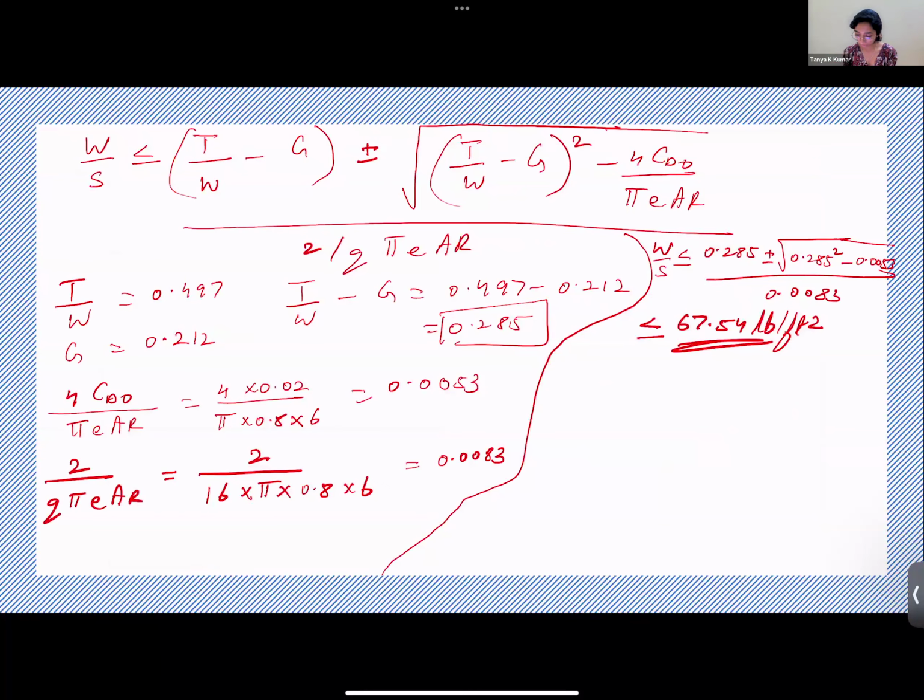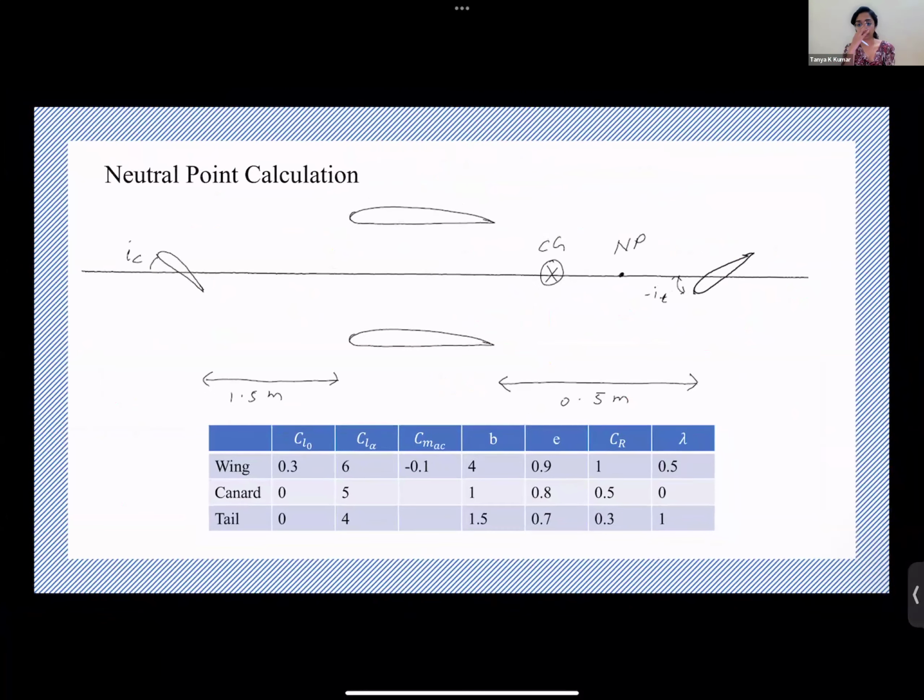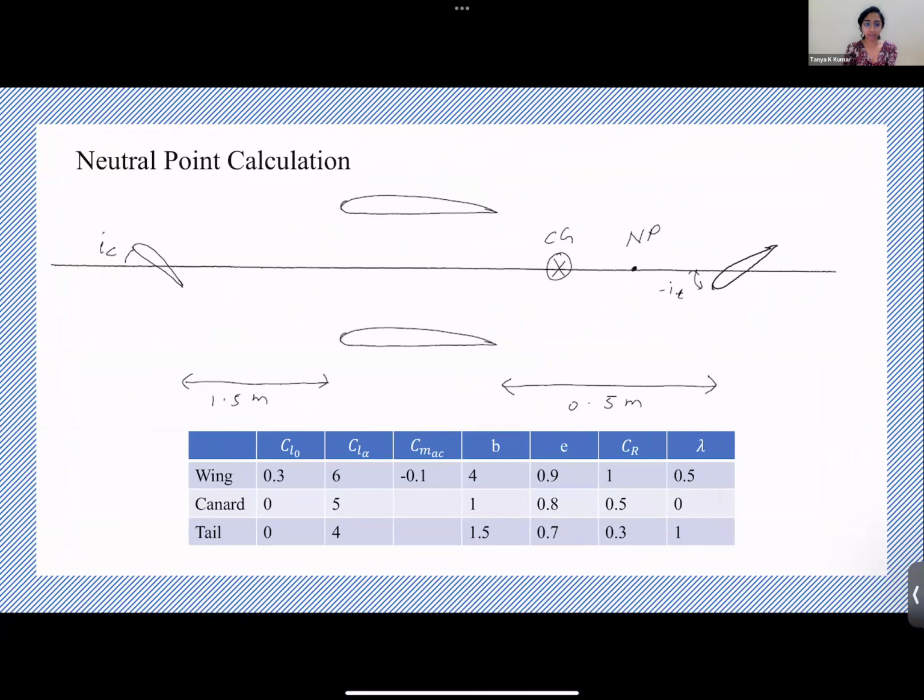Okay, so now this is something that we've been discussing for a while now. It's a neutral point calculation. All right, so let's try doing this. First, we'll find the XNP, that is the equation in terms of XNP. Then we'll find the numerical values and then we'll get the final neutral point. Let's just take a reference.